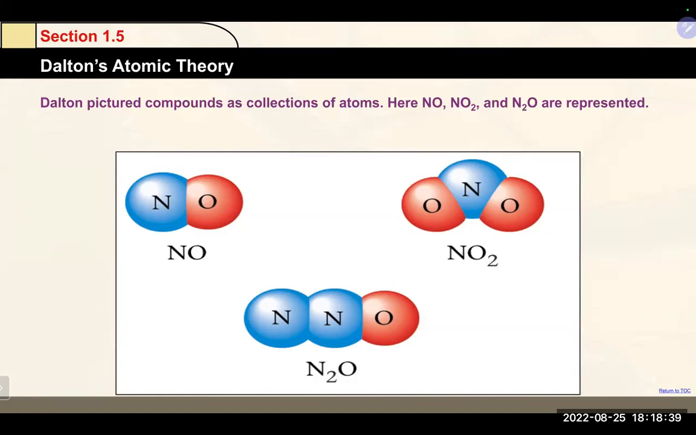Although you may have the same combination of different elements coming together, based on how many you have of each of those, you will have things with different properties. Like NO, NO2, and N2O, they are all a combination of nitrogen and oxygen. Based on who's in the center and who's on the outside, each of these has relatively different properties based on the numbers present.